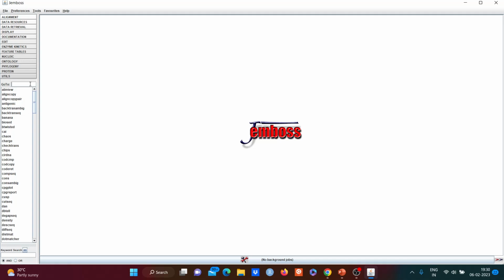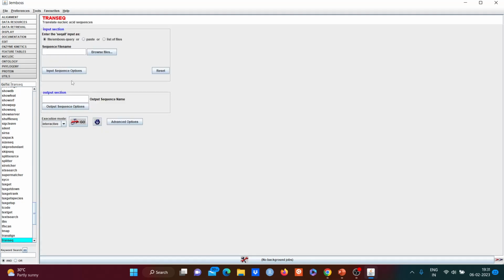Yes, it is Transseq. Similarly, I'm going to the GoTo to search for Transseq. Transseq appears at the bottom of the GoTo window. Double click to open. Again, I'm selecting a paste option to paste the input file. I'm pasting the RNA sequence.